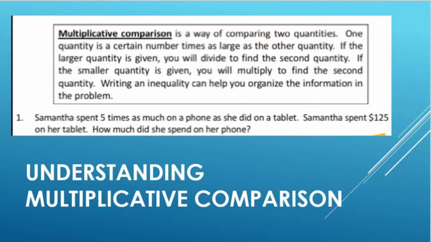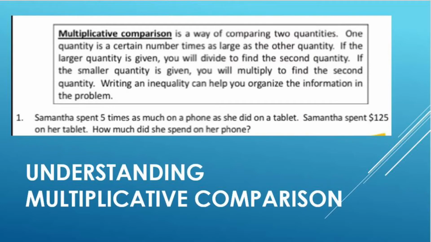Let's review what multiplicative comparisons are. This is a way of comparing two quantities. One quantity is a certain number of times as large as the other quantity. If the larger quantity is given, you will divide to find the second quantity. If the smaller quantity is given, you will multiply to find the second quantity. You can do this by writing an equality or an equation.